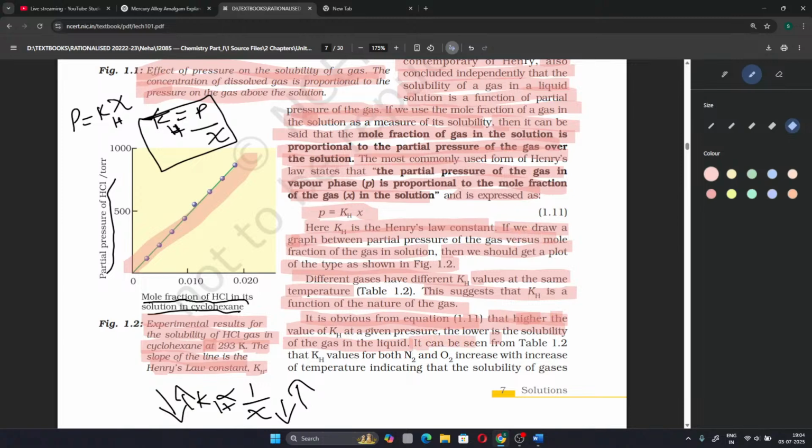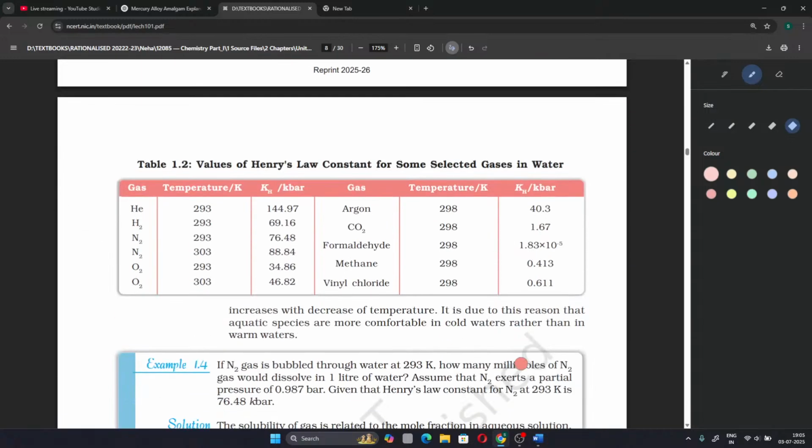Lower KH means higher solubility. It can be seen from Table 1.2 that KH values for both N2 and O2 increase with temperature, indicating that the solubility of these gases increases with decrease in temperature. It is due to this reason that aquatic species are more comfortable in cold waters rather than in warm waters. Basically, the KH values of oxygen and nitrogen are very high, and because of that, their dissolution in water is also low.